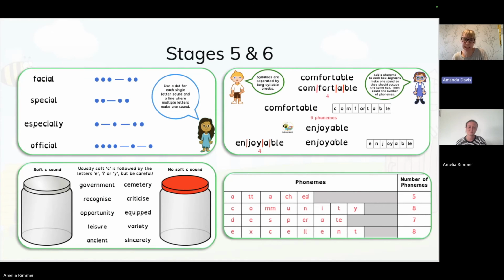So we've got bottom right here as an example of an Alconian box, where you're breaking the word up into the phonemes. So for example, with attached, you've got the double T there making the T sound. That's why those two letters are in the same box. Again, the CH is making the ch sound in attached, and that's why they're in the same box.